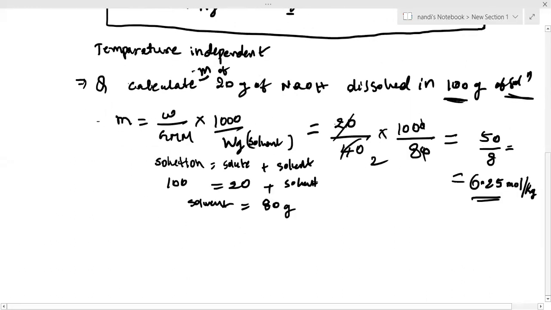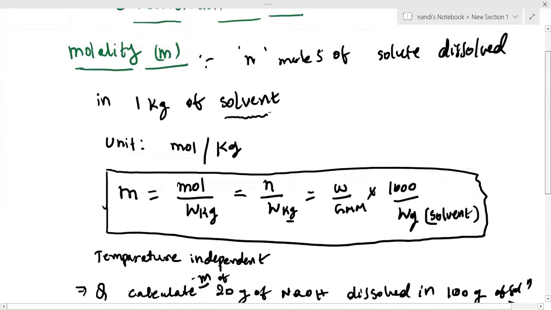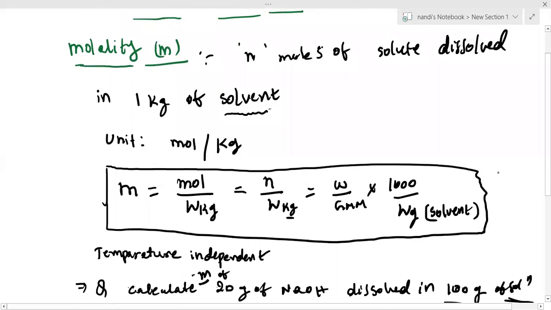I hope you understood this method, molality. We'll discuss the next method, mole fraction, and next the relation between mole fraction and molality also we'll discuss.